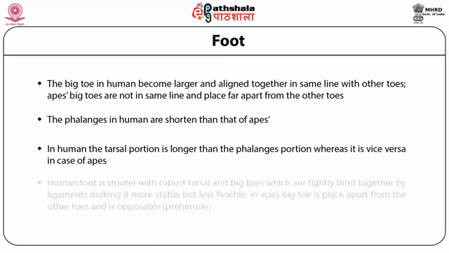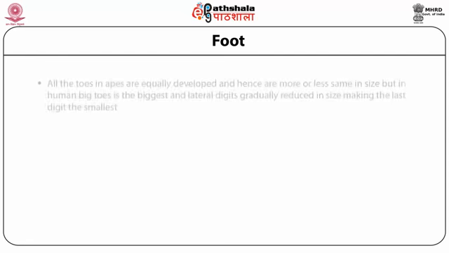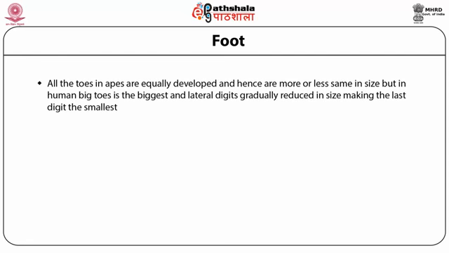Moreover, the human foot is stouter, with robust tarsals and big toe, which are tightly bound together by ligaments, making it more stable but less flexible. But in apes, the big toe is placed apart from the other toes and is opposable. This makes the foot of apes prehensile. All the toes in apes are equally developed and hence are more or less the same in size.